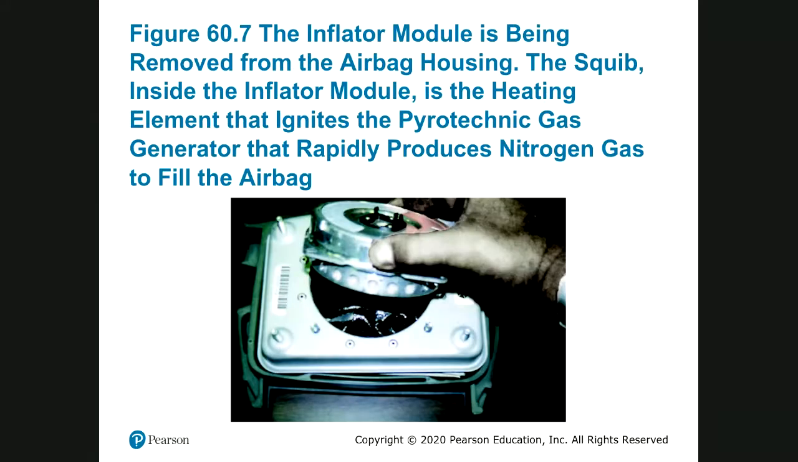Now the inflator module right here, you can actually take this away from the airbag housing. The squib is inside the inflator module, and is the heating element that ignites the pyrotechnic gas generator that rapidly fills the bag with nitrogen gas. In the airbag recall that happened, some manufacturers replaced the entire unit. Other manufacturers just replaced the inflator module, because this is where the debris was coming from, since when it deployed, it would come through the airbag itself. It just depends on which module you had. I cannot remember the name of the airbag company that was recalled, because it was just poor quality control.